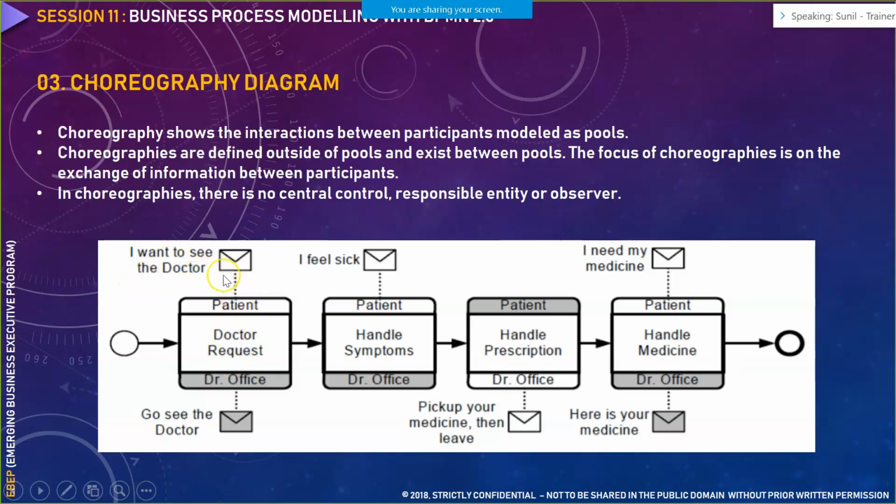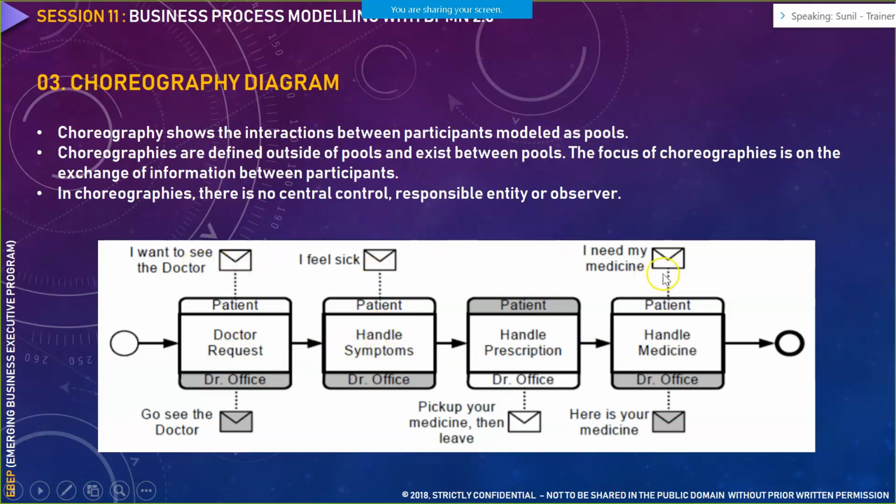For example, the patient wants to see a doctor, and the doctor receives a particular message. Then the patient sends his sickness, the doctor prescribes him the particular medicine, and they pick up their medicine and then leave. After that, the patient needs a particular medicine, and the doctor gives him that medicine. So depending on the process, the messages are modeled. It's not like we are sequencing the messages; we are sequencing the processes. Depending on what process is under consideration, the messages are triggered.